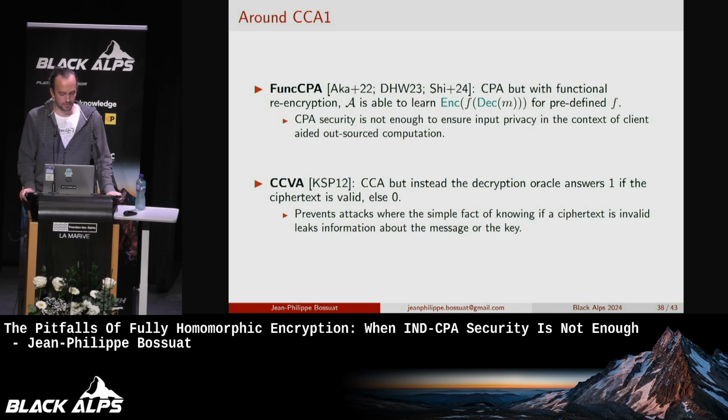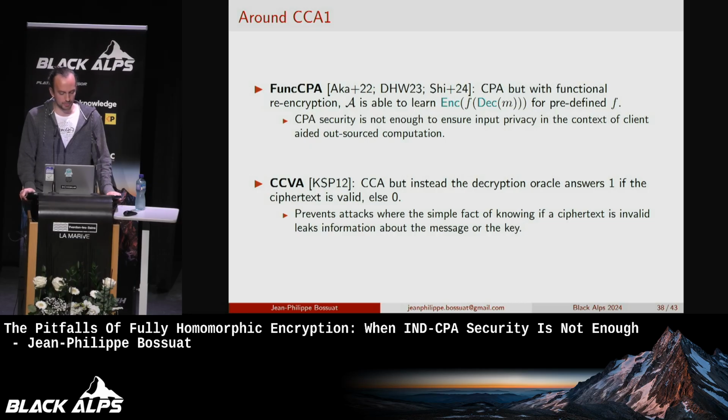Then we have a notion of func-CPA. This is kind of cryptic, but basically they show that you can have a scheme that is probably CPA secure, but where a server interacts with the client to, for example, decrypt, apply some function, re-encrypt, and send the result back, and you can show that it's possible to leak the inputs. So you don't ensure input privacy anymore.